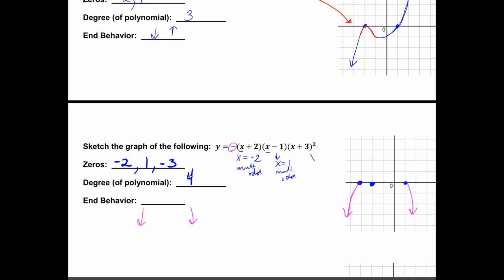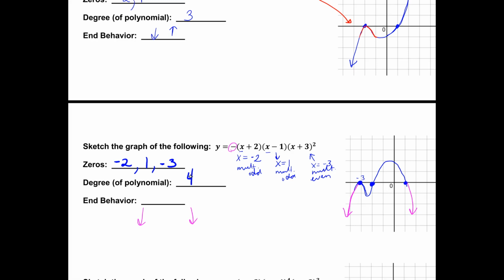What's going to happen at -3? It's going to bounce. Excellent, because the multiplicity is even. So at -3, I know I'm going to bounce, but that's going to be the only place that I bounce. So this graph bounces, goes through, and if I've done it correctly, I'll always match up with my end behavior of the graph.